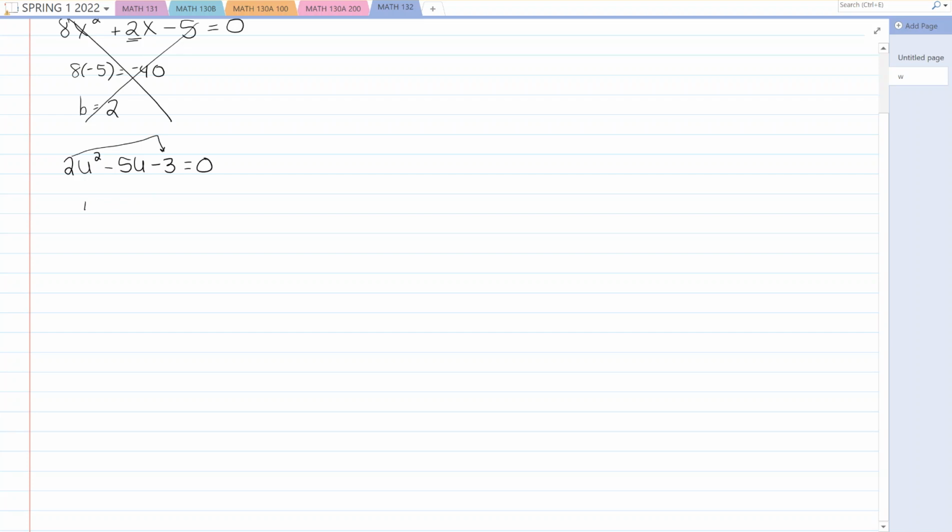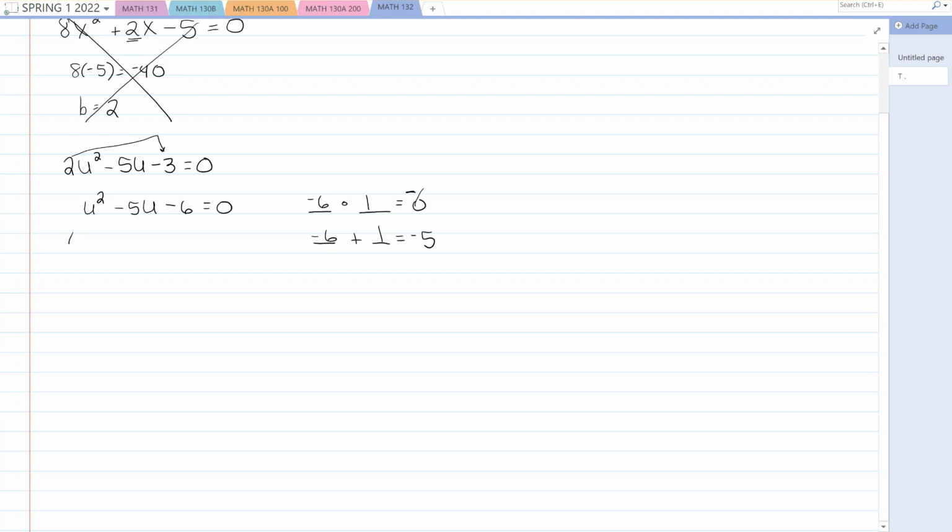All right, watch what I'm going to do here. Just bring down the variable squared, minus 5u, 2 times negative 3 is negative 6. All right, I'm asking myself what multiplies to the last number now. So that would be what multiplies to negative 6, but also adds to negative 5. It has to add to the middle number. So negative 6 times 1 adds to negative 6. Negative 6 plus 1 adds to negative 5.